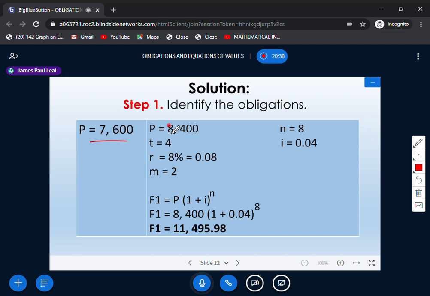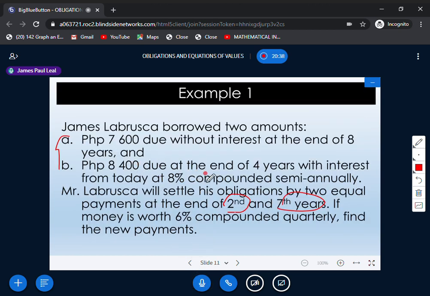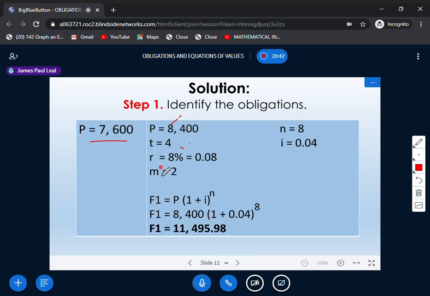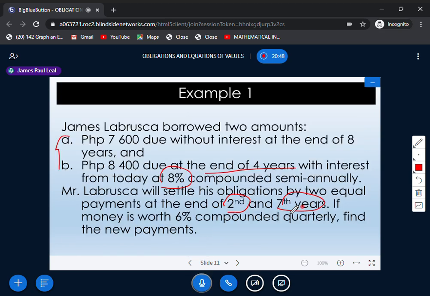And for the second one, on the right corner, you have the principal amount, which is 8,400, and your T is 4 years, and your rate of interest is 8%. That's why we have your 8% converted into decimal, which is 0.08, and your M is equal to 2, since we're talking about semi-annually, okay?